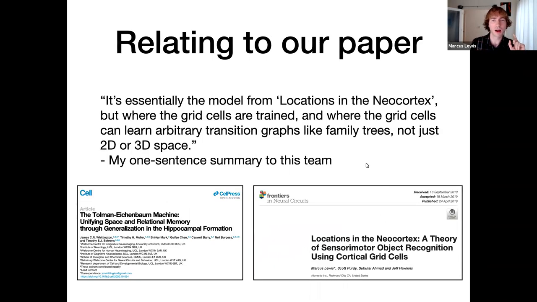To start off, this is roughly what I said to the team about this paper. We can describe it quite succinctly based on our past experience. I'd say it's essentially the model from our Locations in the Neocortex paper, but where the grid cells are trained and can learn arbitrary transition graphs like family trees, not just 2D or 3D space. This is a pretty complete summary of this paper. It gets to what it's pitching.